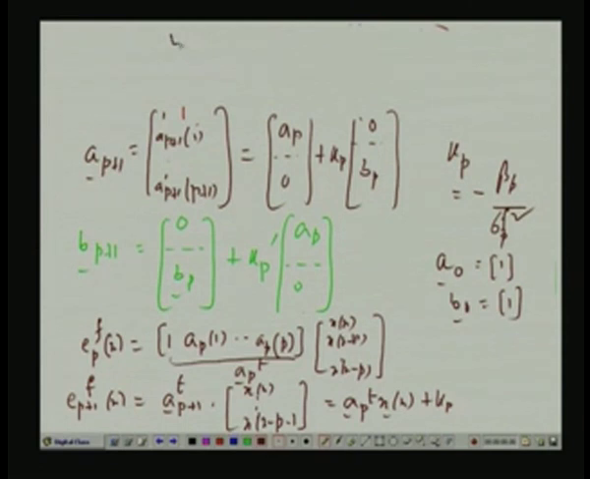You get a term like Bp transpose x n minus 1 dot dot dot up to x n minus p minus 1, that I can write as n minus 1 minus p. Suppose n minus 1 is n prime. So, it is x n prime dot dot dot up to x n prime minus p. So, that will be again what? E p b at n prime, which is n minus 1.